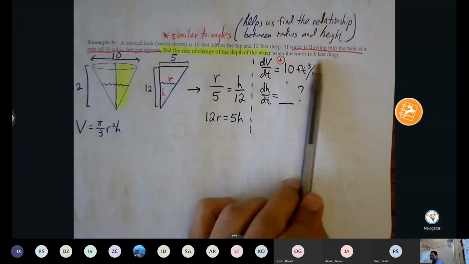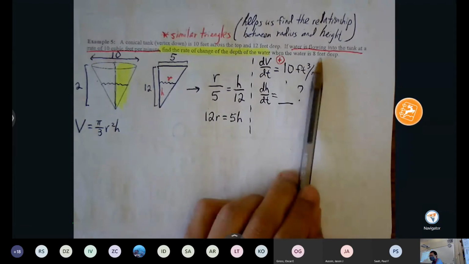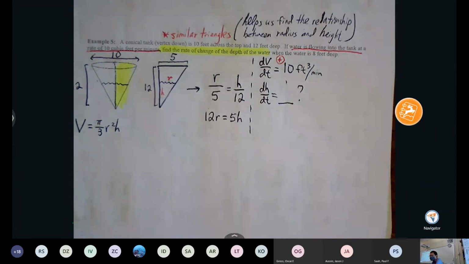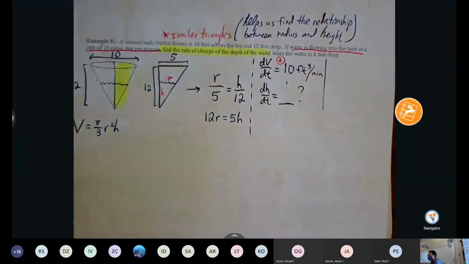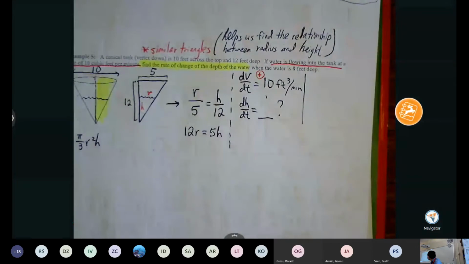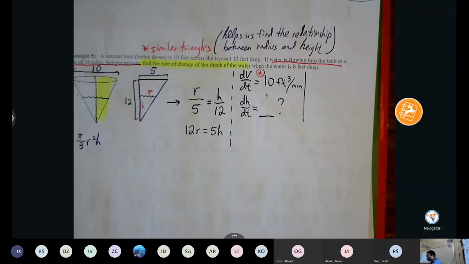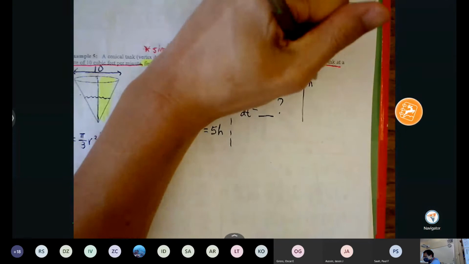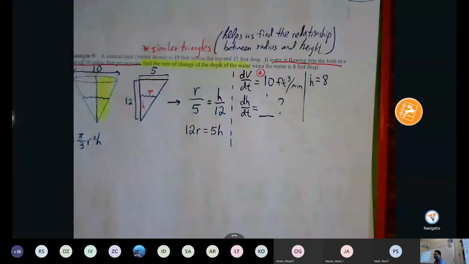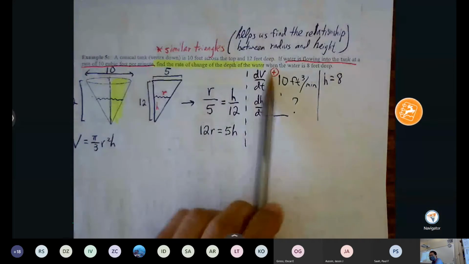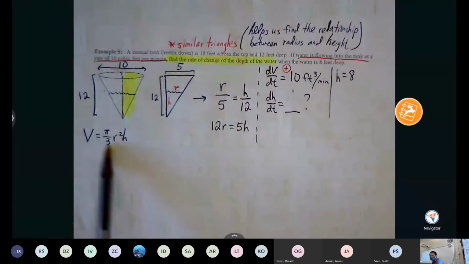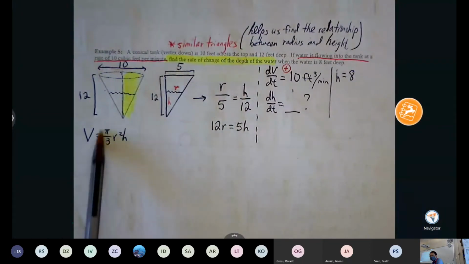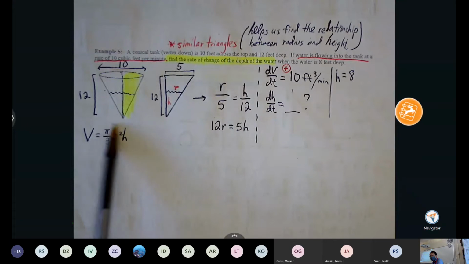Okay. When the water is 8 feet deep. So 8 is assigned to just what? Just H. Yep, just height. Yep. So look at what information is provided for us. How do you think you want the volume equation to look? Would it be more helpful to get everything in terms of H or everything in terms of R?